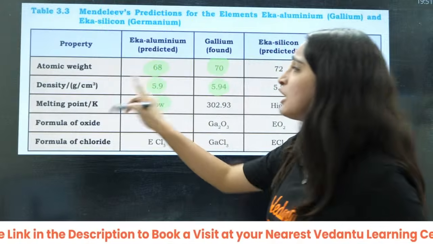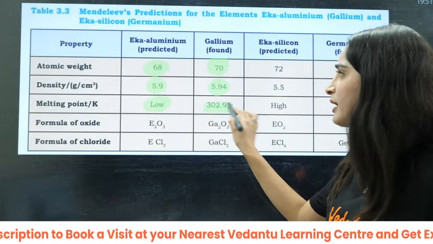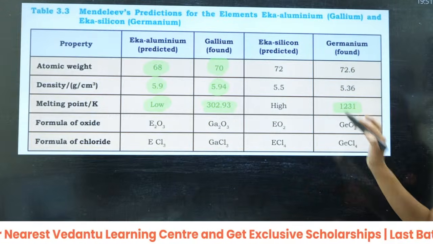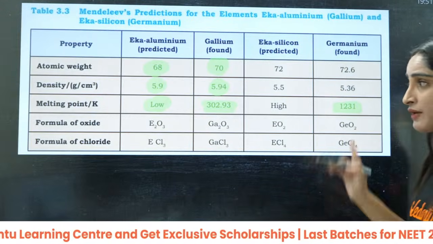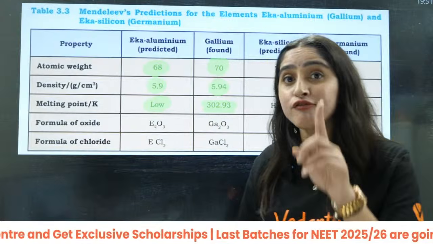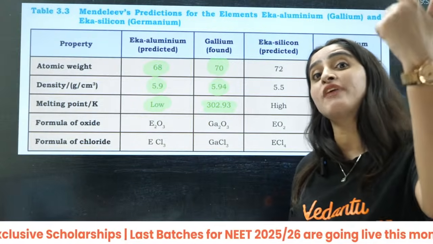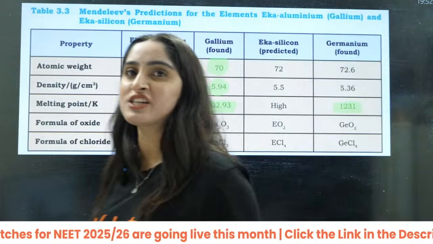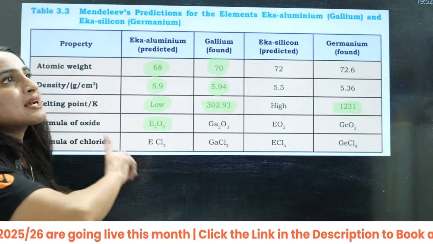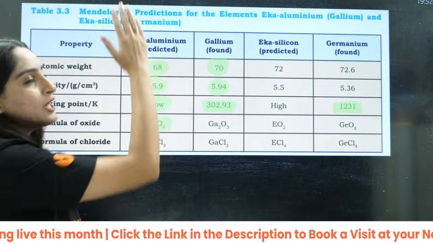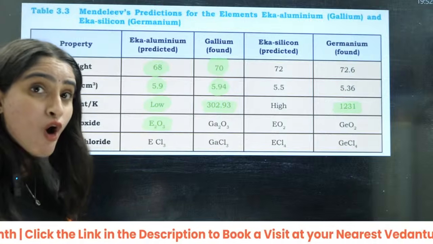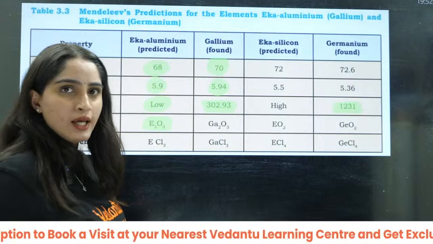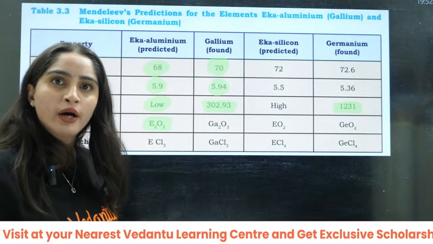He said that the melting point will be low. That was around 302, right? That was low only in comparison to this. That is in thousands, that is around 1200, right? He predicted the formula. He said if it makes an oxide that will be of E2O3, that can be asked in the question. They will ask you Eka aluminium or they will ask you gallium. Anything they can ask you, forms what kind of oxides? Answer will be E2O3, EO3, E3O2, EO4.